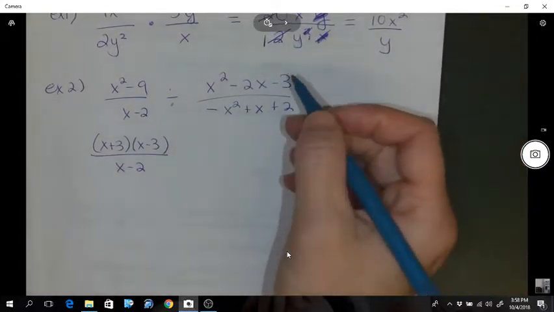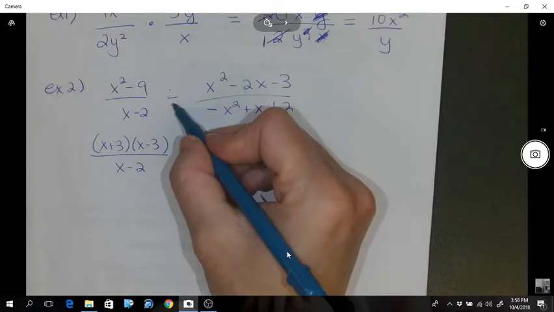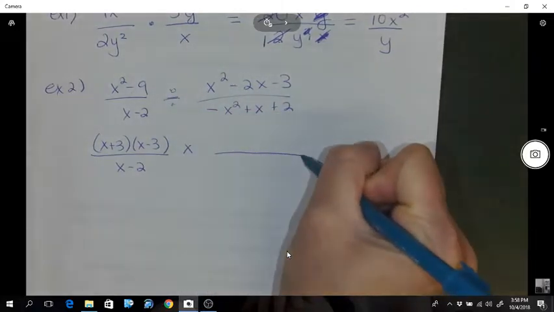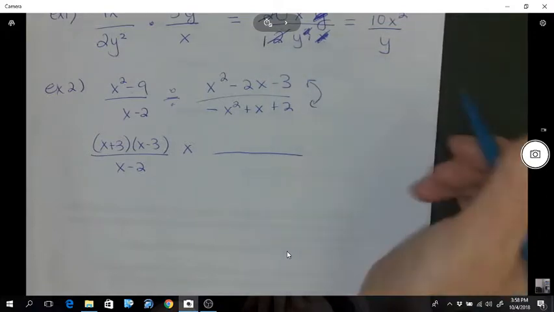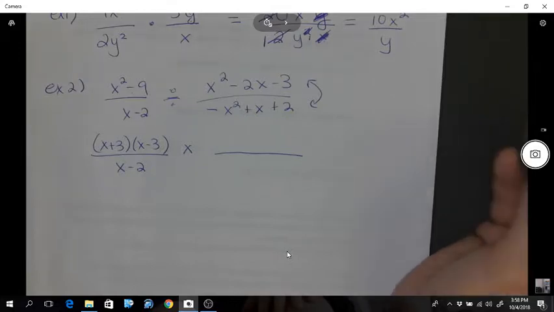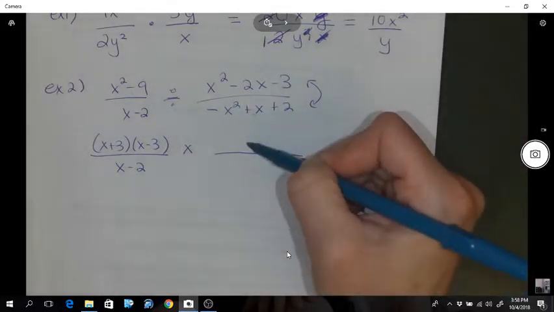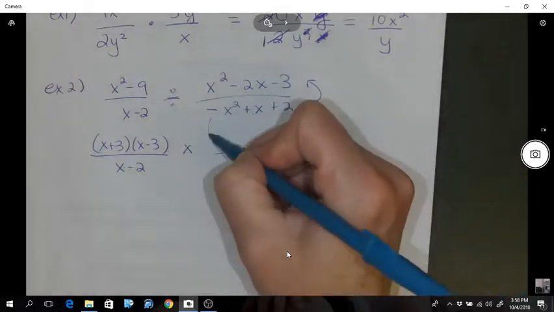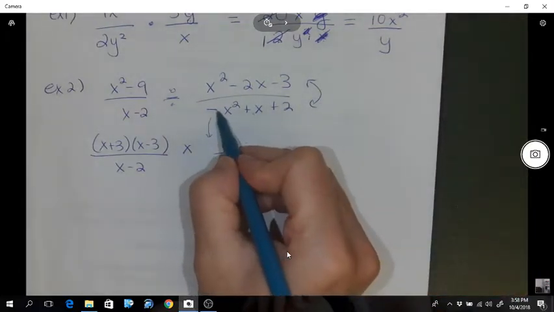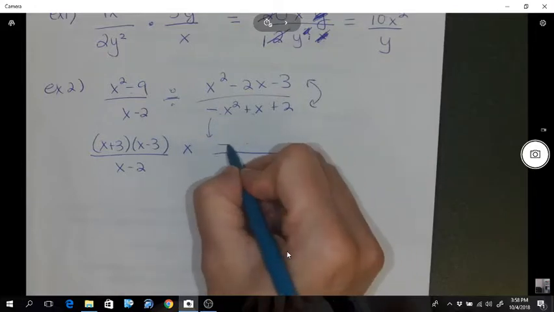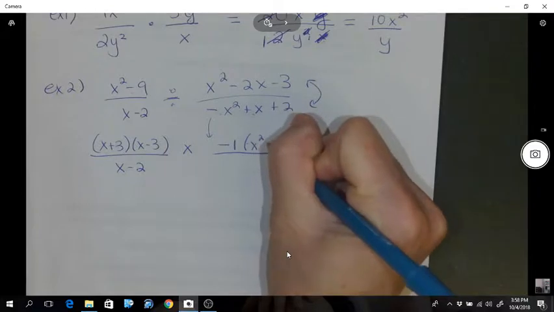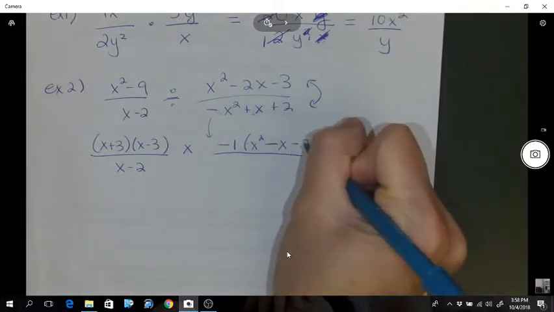Okay, now what happens when I divide fractions? I'm going to multiply and then I'm going to flip those around. Okay, so this is going to go on the numerator down here. Again, we talked about negative out because I don't like leading with a negative. I'm going to pull that out and change this to a positive x squared, a negative x, and a negative 2.